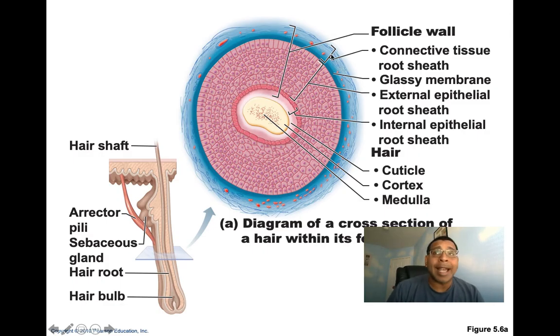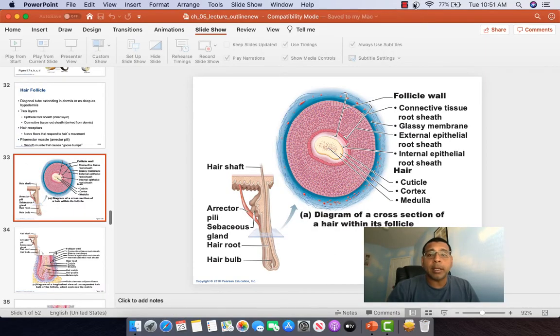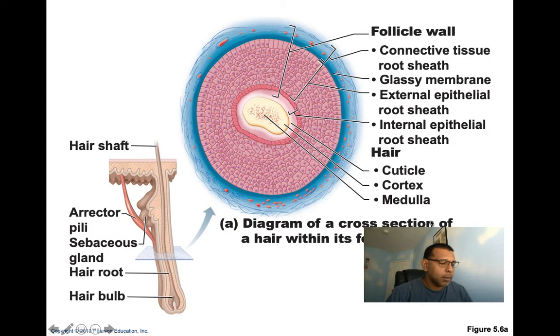Next, we have the glassy membrane. The glassy membrane is the thickened basal lamina. Again, we can see it internal to the connective tissue root sheath.